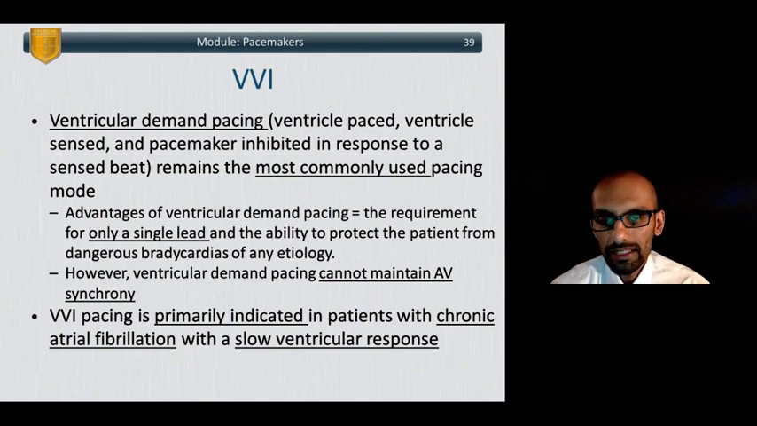So this is not a setting that you would use in someone who's entirely pacer dependent. This is someone who may need occasional pacing. So that's what is referred to as ventricular demand pacing. The advantage here is that you typically only need one single lead and the ability to protect the patient from dangerous bradycardias of any etiology, because you only expect the pacer to do the work when they brady down. It doesn't maintain AV synchrony. Nothing does that except for a dual chamber pacer. VVI pacing is primarily indicated in patients with chronic atrial fibrillation with a slow ventricular response.